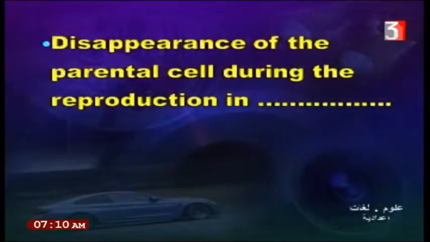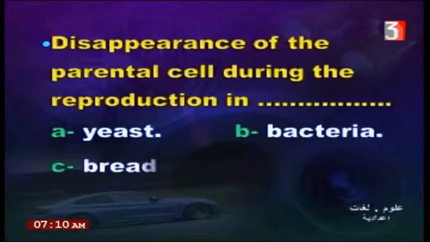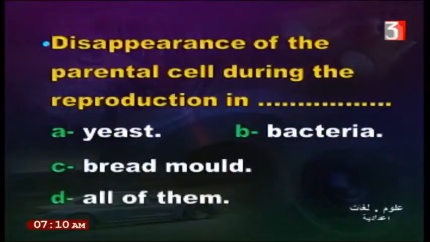Disappearance of the parental cell during reproduction occurs in? What is the type of reproduction in which the parent cell disappears? Yeast, bacteria, bread mold, or all of them. Yeast reproduces asexually by budding. It forms a bud and a new offspring that can separate from it or stay connected to form a colony. So in this case, the parent cell doesn't disappear.